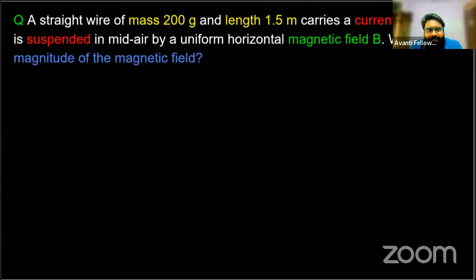A straight wire of mass 200 gram and length 1.5 meter carries a current of 2 ampere. It is suspended in mid-air by a uniform horizontal magnetic field. What is the magnitude of the magnetic field? Everyone, 2 minutes you have, and I'll see which JNV student answers first. Let's see who will win.